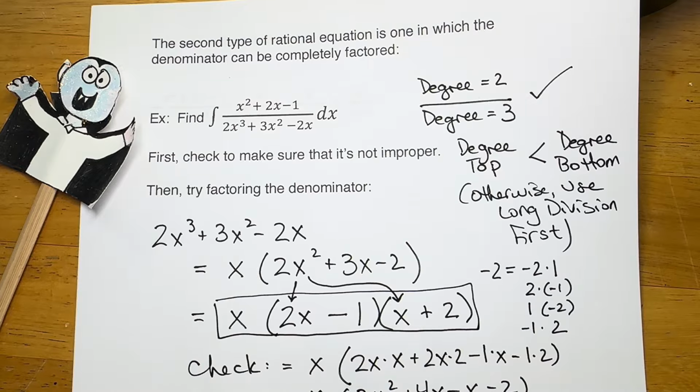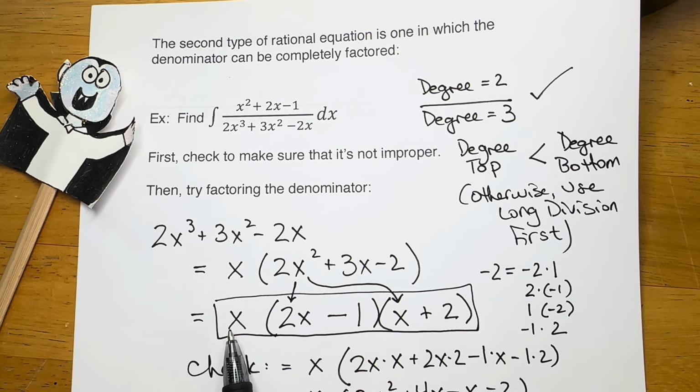What does factored mean? Factored means that you get down to, in each of the factors, just an x or a prime polynomial. There are some polynomials that have degree greater than 1, but you just can't factor them any further. So this is completely factored.